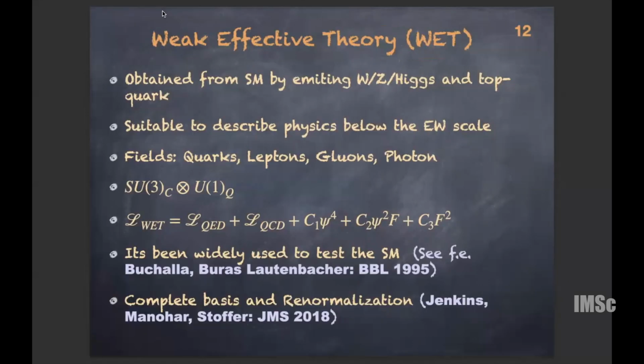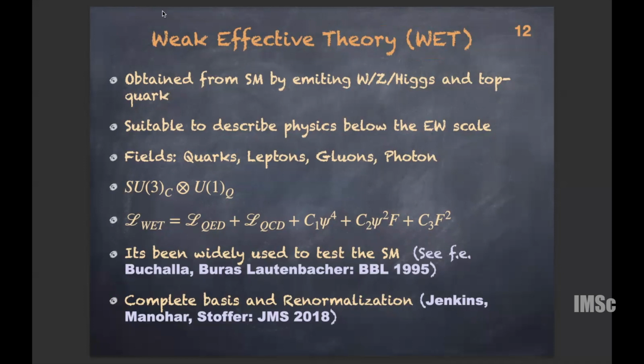So first is this weak effective field theory. This is just obtained by integrating out W, Z, Higgs and the top quark from the Standard Model. So you're left with only the light fields, which are quarks, leptons, photons, and we have this symmetry, the symmetry is the low-energy SU(3) x U(1).